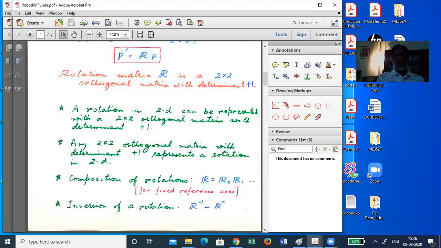Okay, because the point is on this side. So first rotation R1, second rotation R2, and so on. And the multiplication is not commutative. So R2 R1 is different from R1 R2 in general, but in the case of planar rotations, it will turn out to be the same. Okay, the inverse of a rotation will be given by the inverse matrix, which in this case will turn out to be the transpose as well, because it is an orthogonal matrix. Fine.